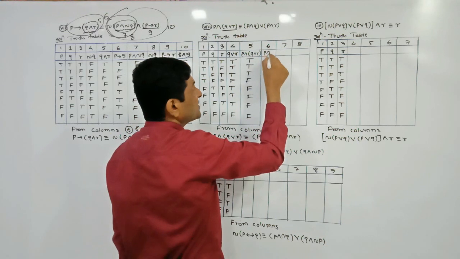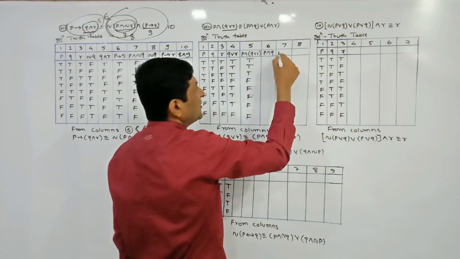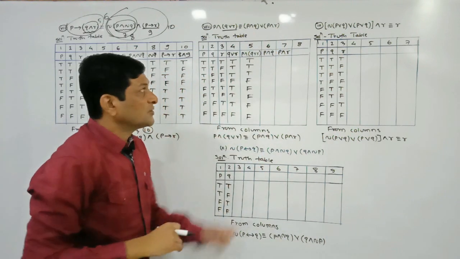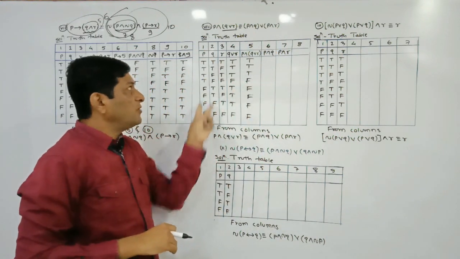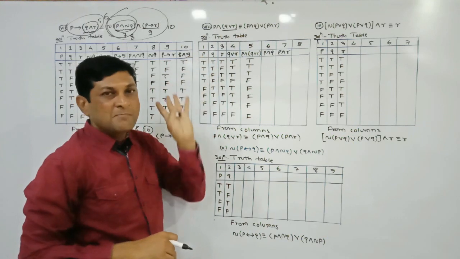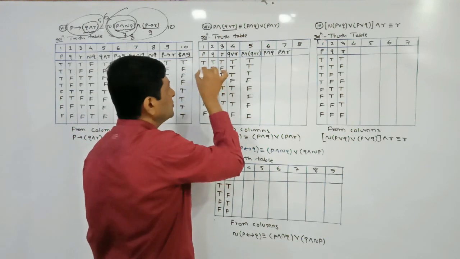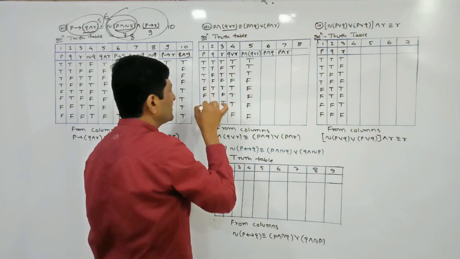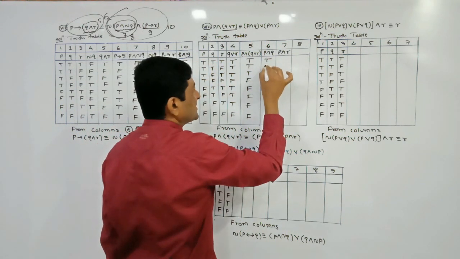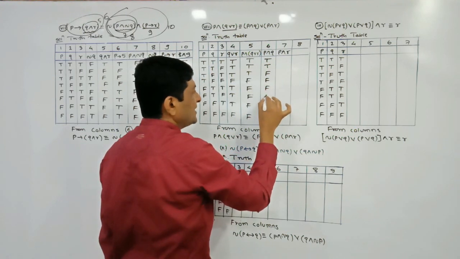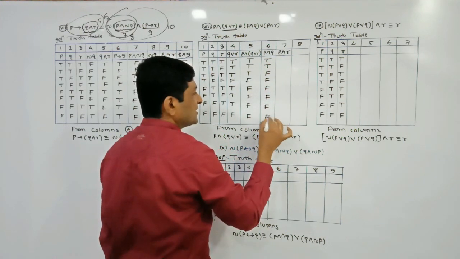For that purpose, first find out P and Q, then find out P and R, and lastly we will connect them by OR. So P and Q, observe the truth value of P and Q. We are connecting them by AND, means at least one statement is false, AND will be false. True, true, false, false, false, false, false means only in the first two cases true is there, and in remaining cases false is there, because AND is false if at least one statement is false.